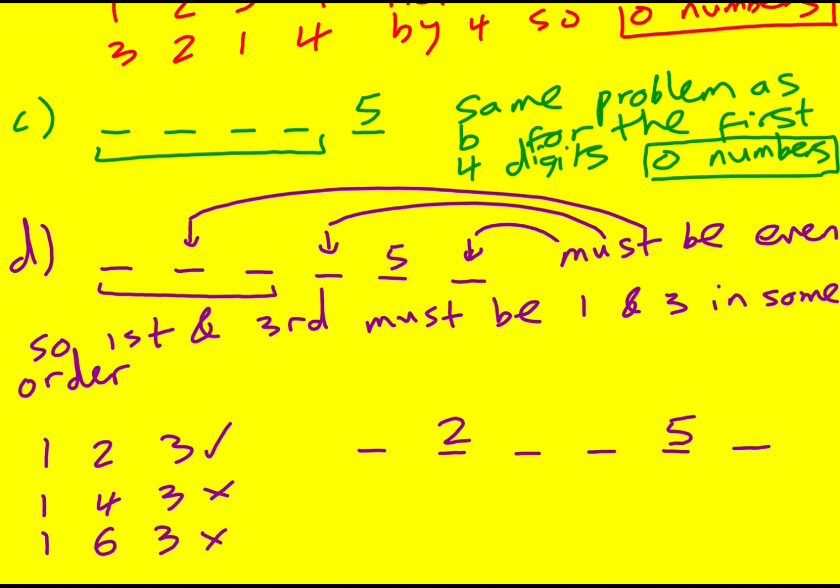Okay, now what happens? We're either going to have a 1 here and a 3 here, or we can look at the possibility of 3 here and 1 here. Okay, we're getting there. Let me just recap what we've done so far.